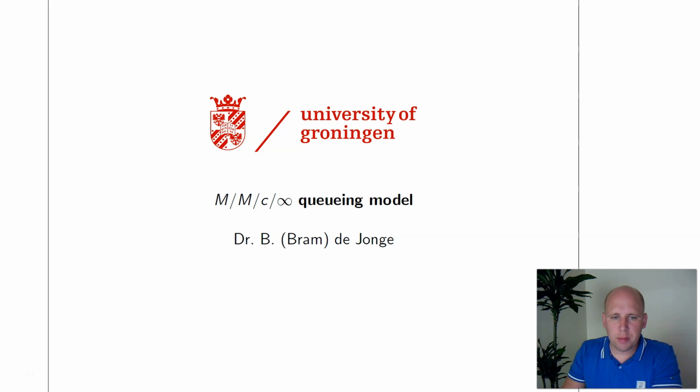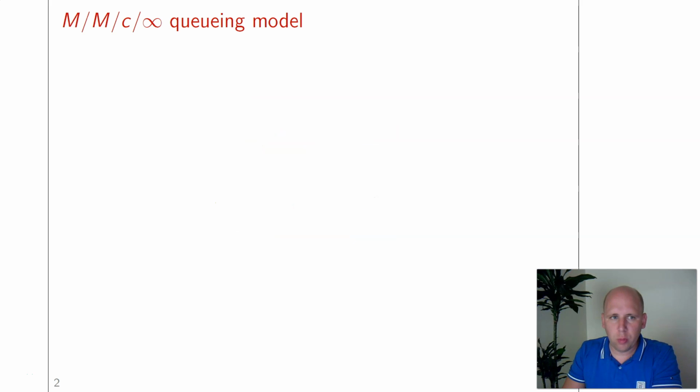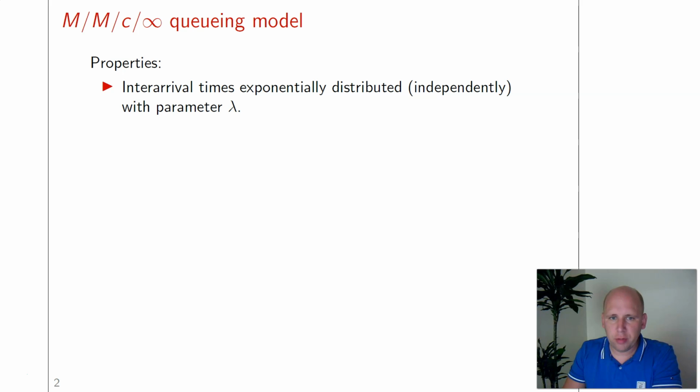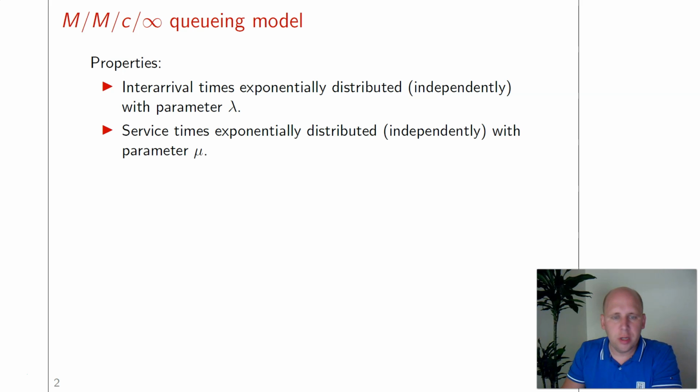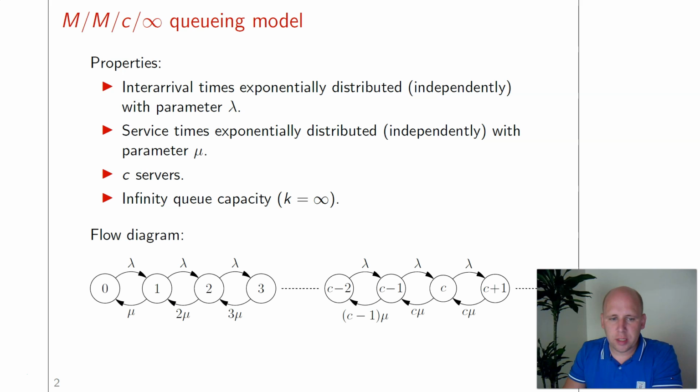This is about the M/M/C/infinity queuing model. We have interarrival times that are exponentially distributed. Service times are also exponentially distributed. Multiple servers, so we have C servers. The queue capacity is infinite, so K is infinity. And this is the flow diagram.